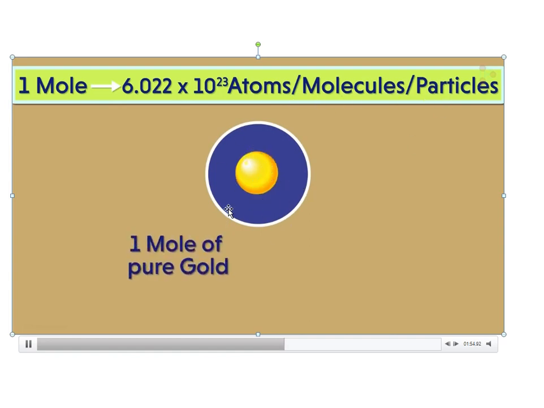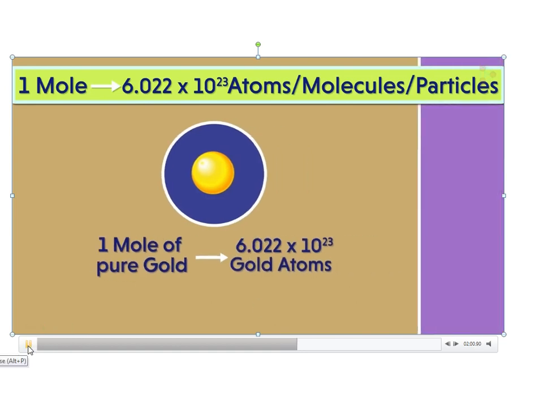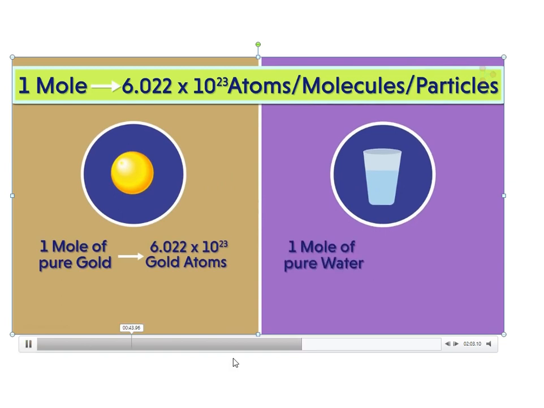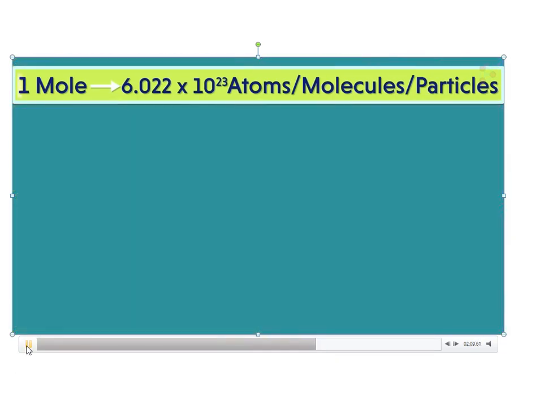So how many particles will be there in 1 mole of pure gold? We'll say in 1 mole of pure gold, there will be 6.022 into 10 raised to the power 23 gold atoms. And in 1 mole of pure water, there will be 6.022 into 10 raised to the power 23 water molecules. We are talking about 1 mole here, remember. So 1 mole is basically how much? 6.022 into 10 raised to the power 23 atoms, molecules or particles.